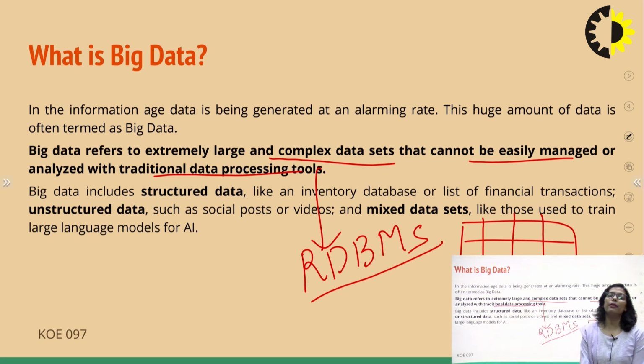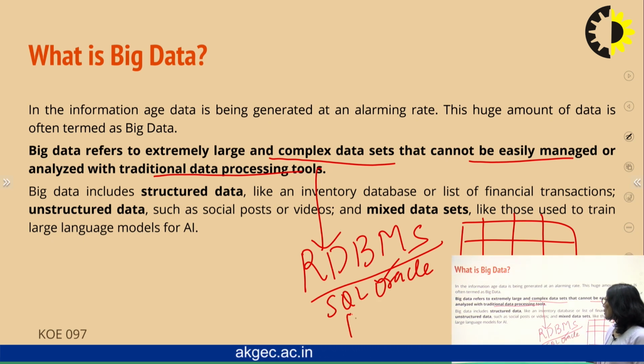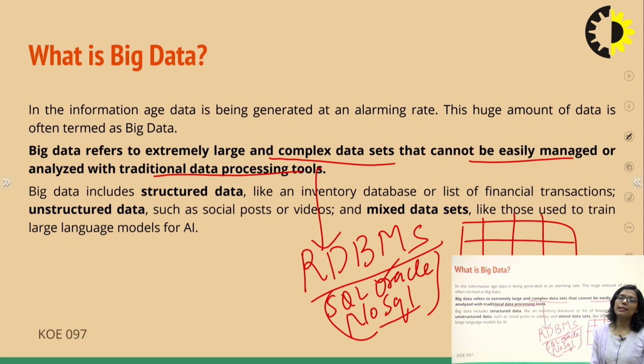Taking an example, if I want to store the data of students across an organization or across a college, we can use an RDBMS like SQL, Oracle, and NoSQL. We can use these types of RDBMS to store the data in a tabular format. So if I want to store the data of students of, let's say, a college or a university, I can use these systems. But let's suppose I want to store the data of the students of the entire country. In such cases, our SQL or NoSQL or Oracle will not work efficiently.